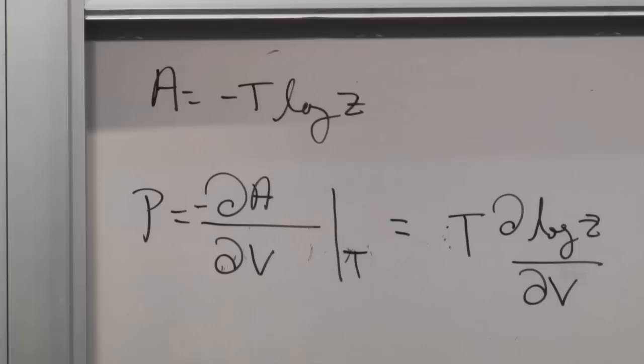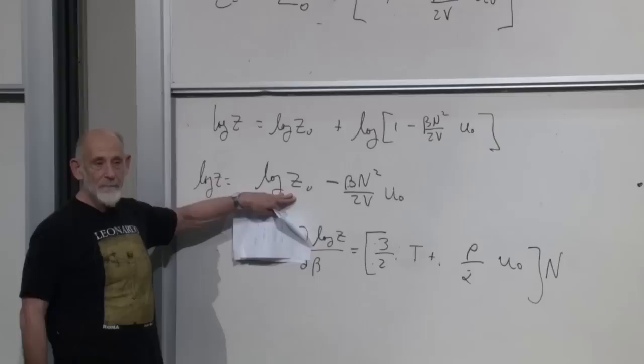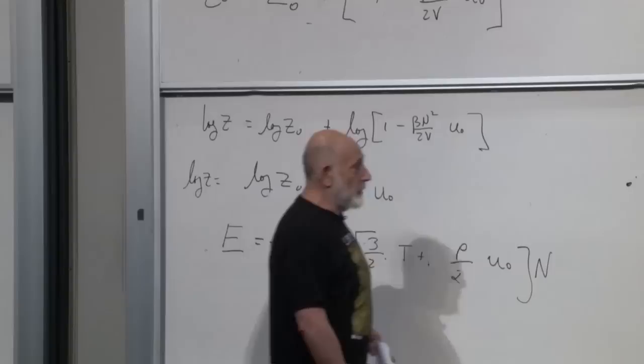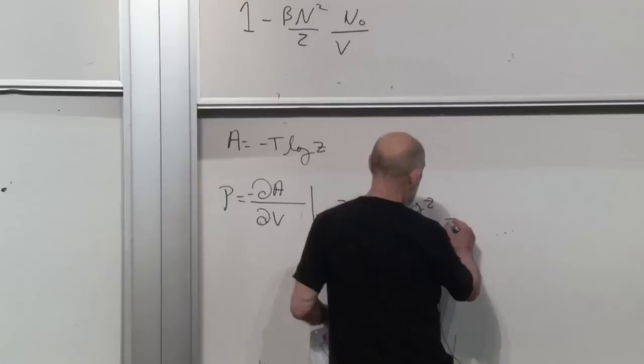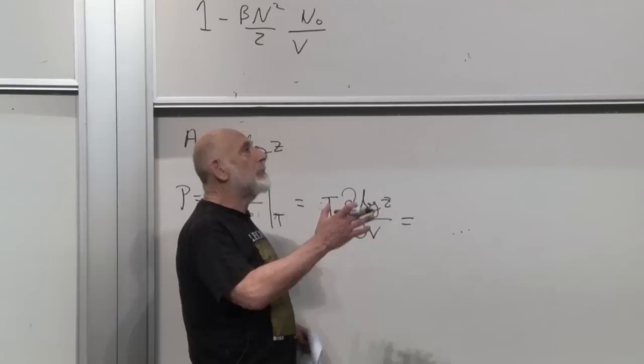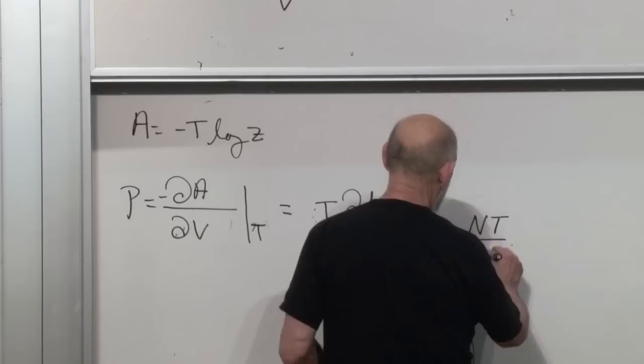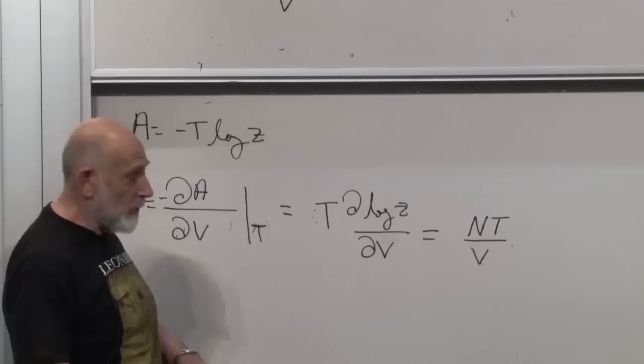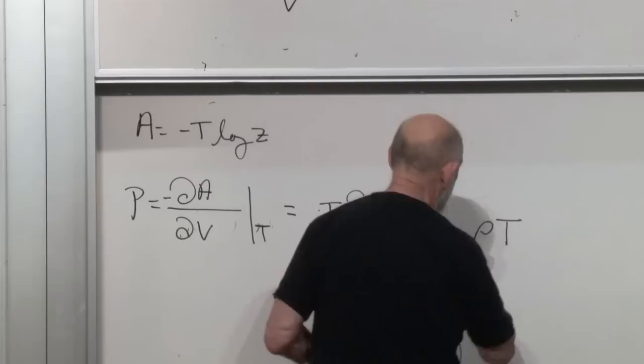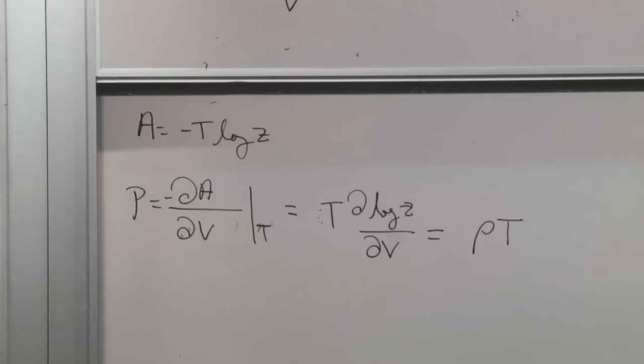There are two terms. When we differentiate log Z, we're going to get a term from here. What's that going to be? That's the pressure of the ideal gas. So we first get the pressure of the ideal gas, PV equals NT. Remember that. P equals NT divided by V, right? N over V is rho. So the first term is the density of particles times the temperature. That's exactly what we had last time from differentiating log Z naught.